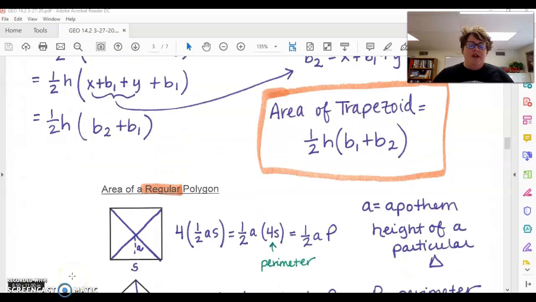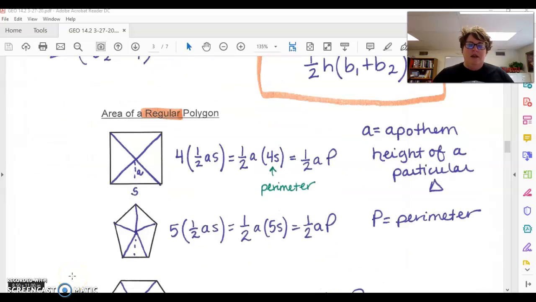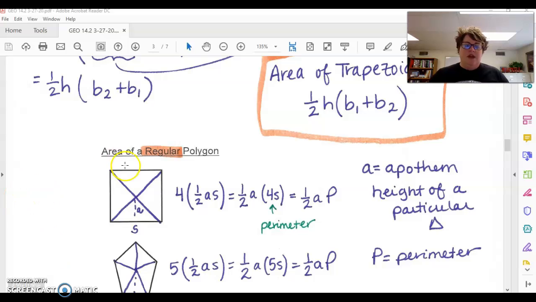Okay, when we look at the area of a regular polygon, so if we just look at this first one, okay, looking at the square, so I have my side, and then I have this A, and the A is a new term, and on the right you can see A is called the apothem, and it's the height of a particular triangle. Okay, and then P is going to stand for perimeter here as we work with this.